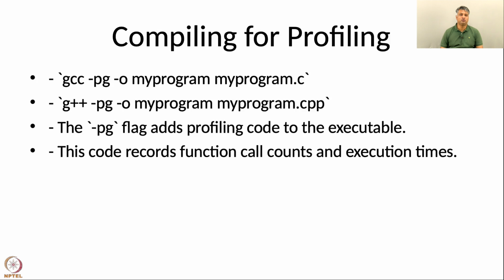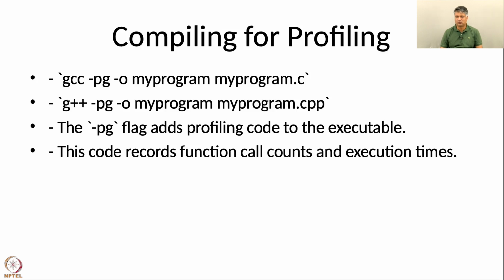So how do we do this compiling for profiling? Let's say that you're using either GCC or G++. You will say gcc -pg, give it an executable name, in this case -o my program, and whatever the source code is. If you do C++ programming, you'll just use the compiler g++, and the -pg flag will now add the profiling code to the executable.